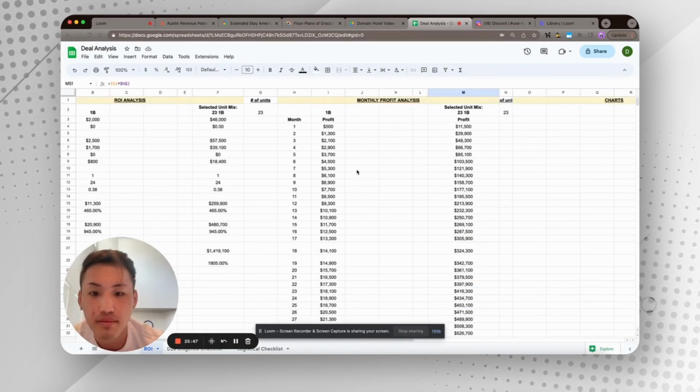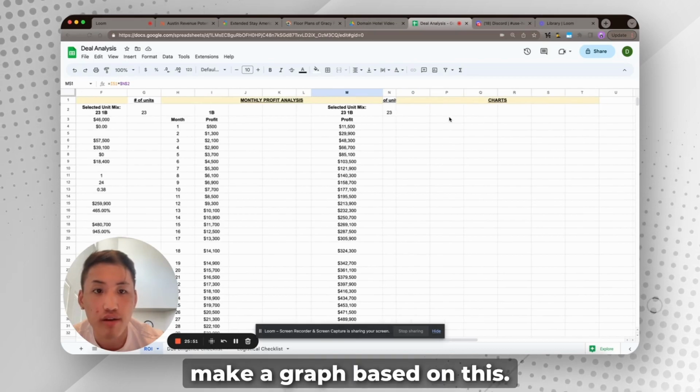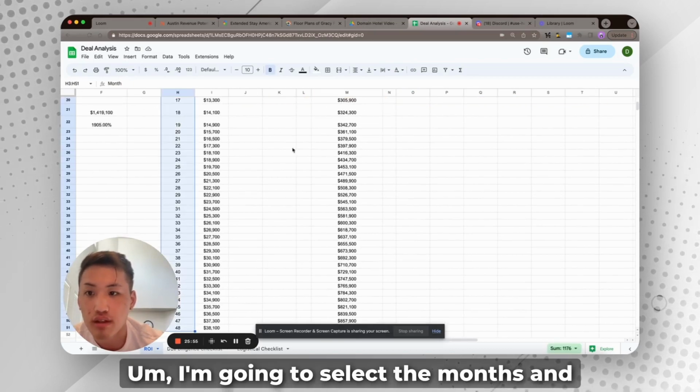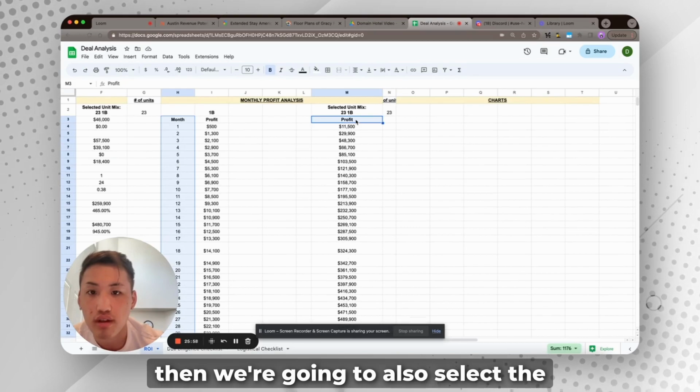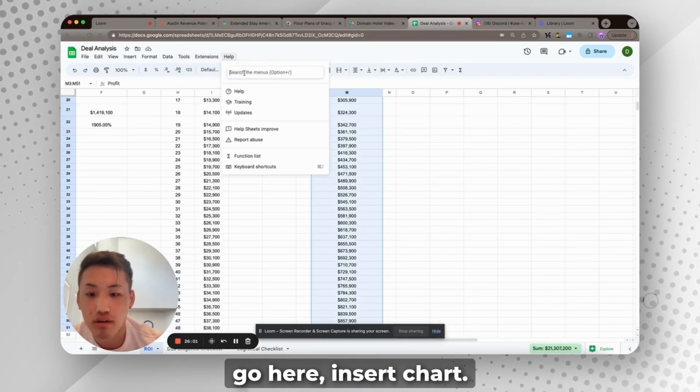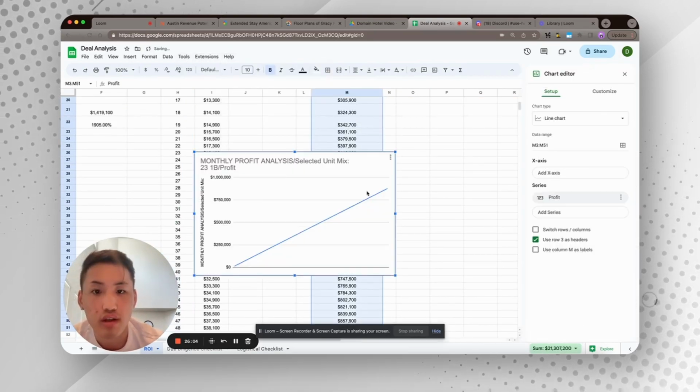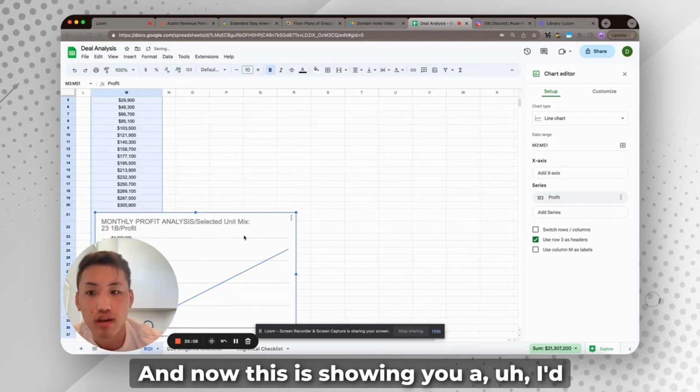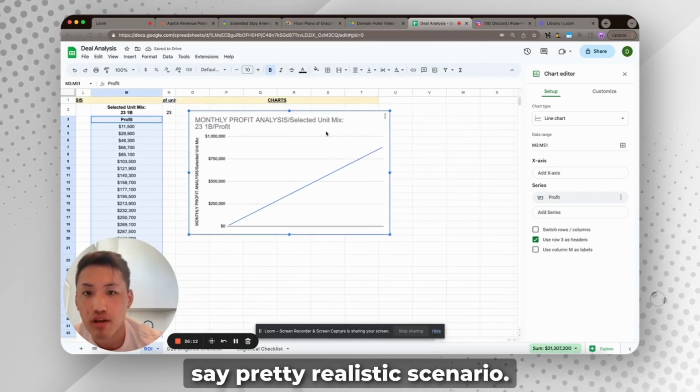Yeah. So now we're going to make a graph based on this. I'm going to select the months, and then we're going to also select the profit. So this, again, go here, insert chart. And now this is showing you, I'd say, a pretty realistic scenario of what would happen, right?